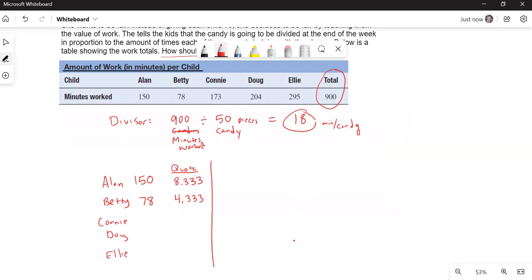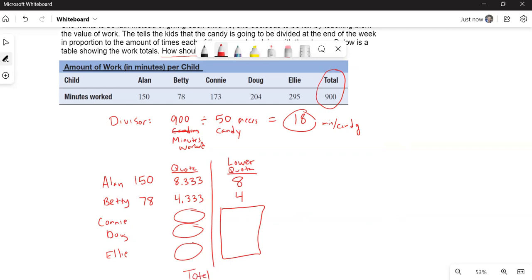I'm going to pause and let you figure out those 3 quotas. Okay, now that we have those 3 quotas, we're going to look at the lower quota, or the lower apportionment, which is to look at just the whole number parts. So Alan has 8, and Betty has 4, and you can go ahead and fill in those 3 since you found out the quota. Now we want to consider our total number of pieces of candy given out so far. Do we have a total of 50? No, we do not. So we have to give out the extra candy by looking at the decimal parts.